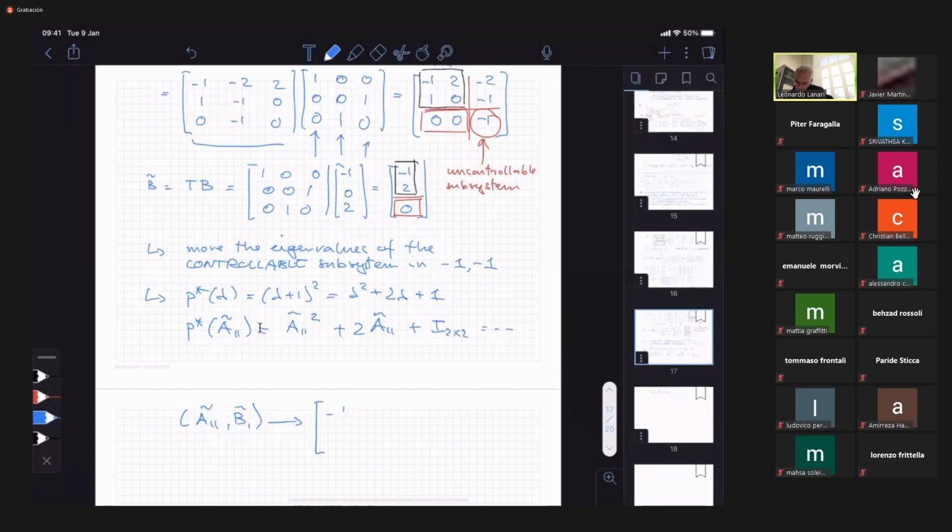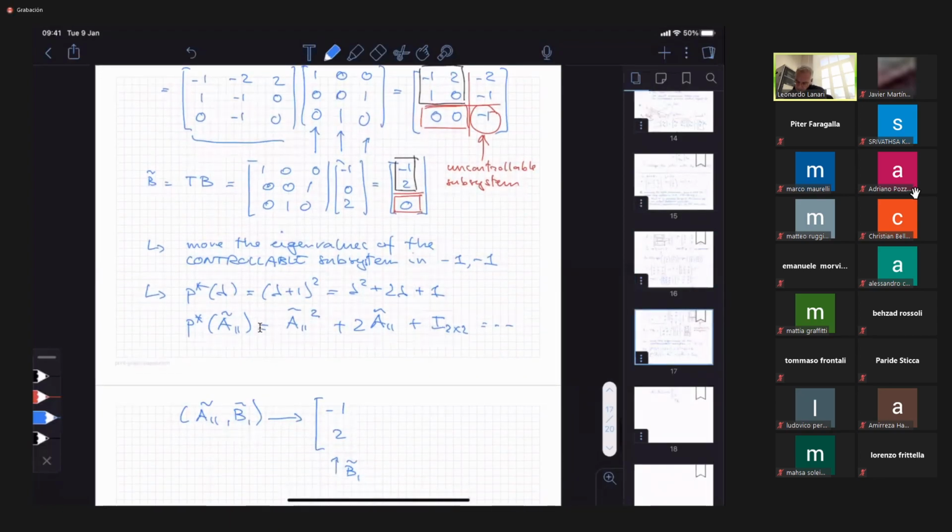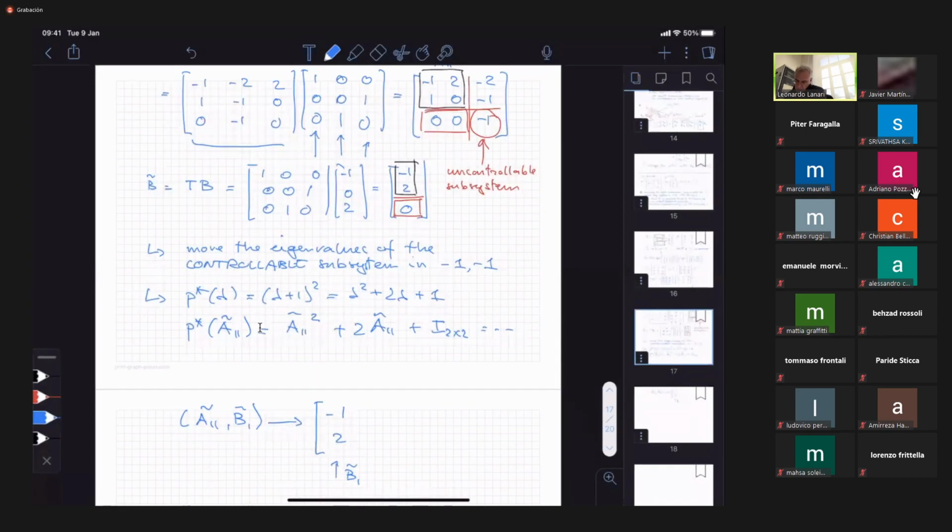So we have B1 tilde equal to minus 1, 2. And A11 tilde B1 tilde is equal to 1 plus 4, 5, and minus 1. This is A11 tilde B1 tilde. This is non-singular. And so from now on, it's all straightforward.